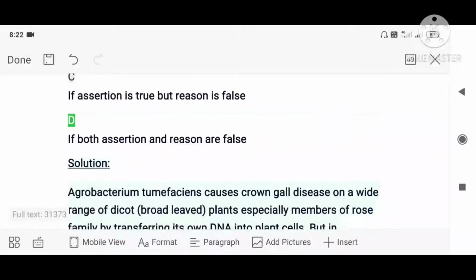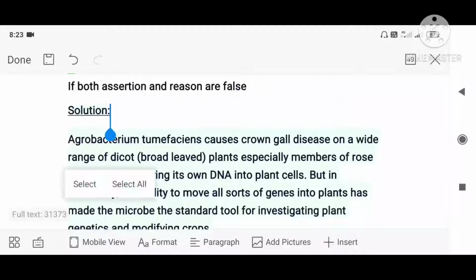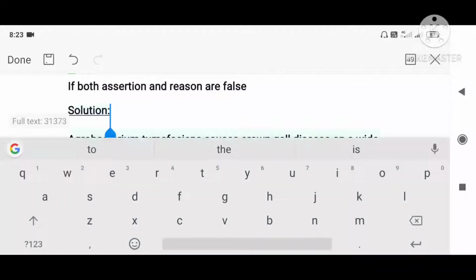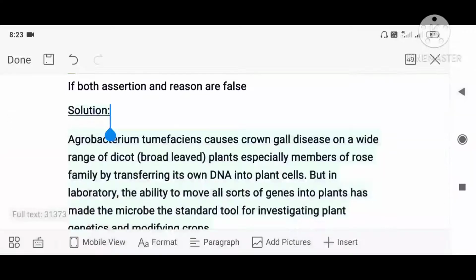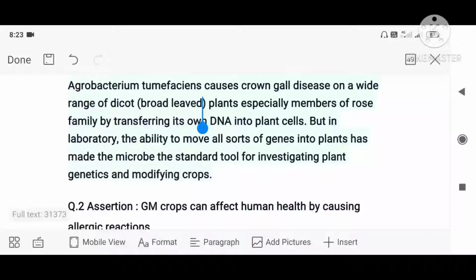Listen why. Agrobacterium tumefaciens causes crown gall disease, and where is it caused? It is caused in broad-leaved plants. It is not in the cereals and pulses; it is causing disease only in broad-leaved dicot plants. So, that is why you can find that the assertion is wrong. Mostly it causes disease in the rose family. Rose, you know, isn't it?